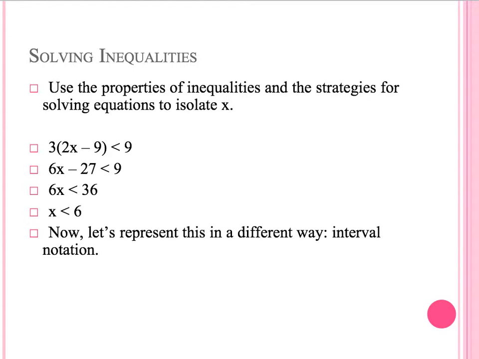Next, we're going to look at solving an inequality that's a little bit more challenging. Our same rules apply as they would for our equation. We still want to isolate our variable x. So in the following problem, our first step would be to distribute the 3 to both pieces. When we do this, we get 6x minus 27 is less than 9. Now, our next step will be to add 27 to both sides.